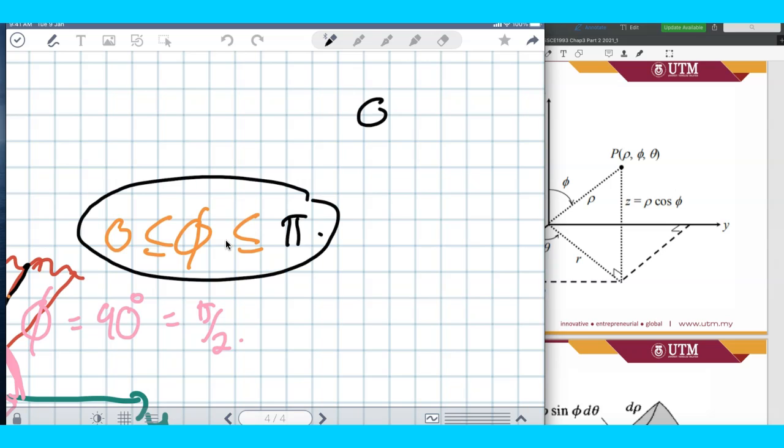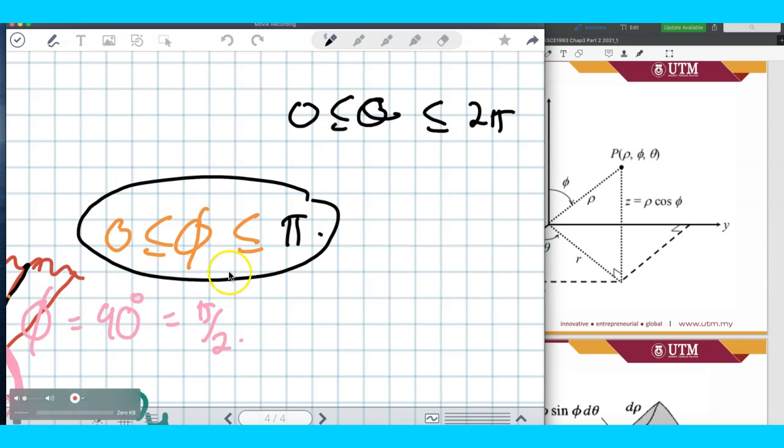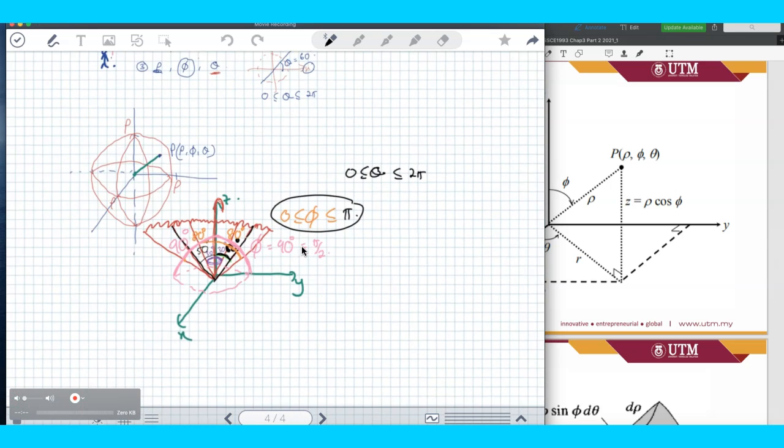For theta, the range is 0 to 2 pi. But for phi, it is 0 to pi. Okay, so hopefully you're clear with that.